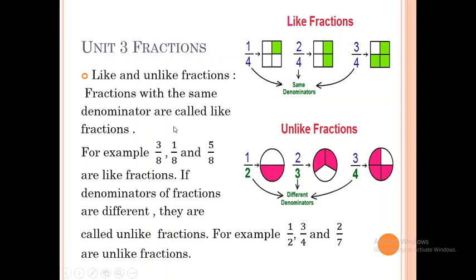Now opposite to like fractions, if the denominators are different. If we have 2 fractions, 3 fractions, 4 fractions and they have different denominators. Like here 1 by 2, 3 by 4 and 2 by 7. See, all denominators are different, 2, 4 and 7. So these are called unlike fractions. Here also 1 by 2, 2 by 3 and 3 by 4. All denominators are different in these three fractions, so we call them unlike fractions.